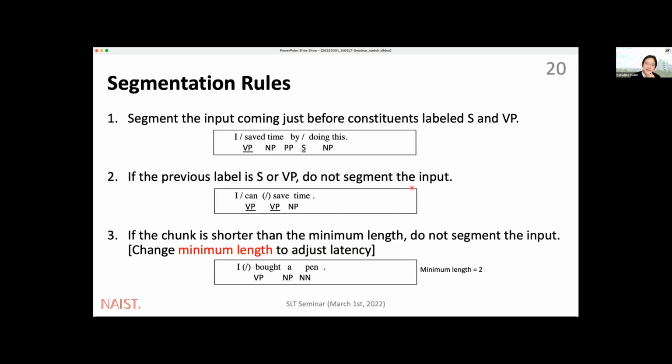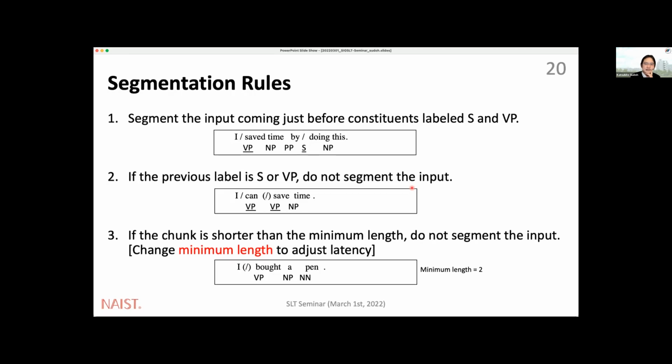I just wonder, it's very sensible to me. The rules are not really Japanese-dependent rules, so why is it not working for English to German?